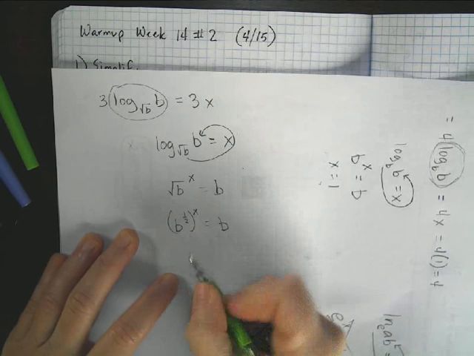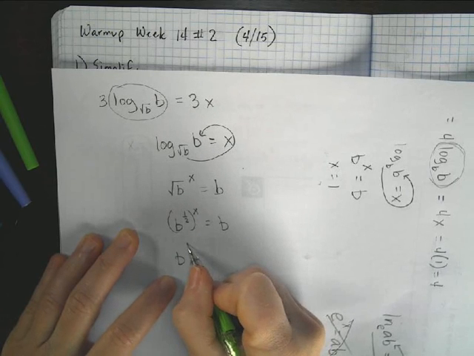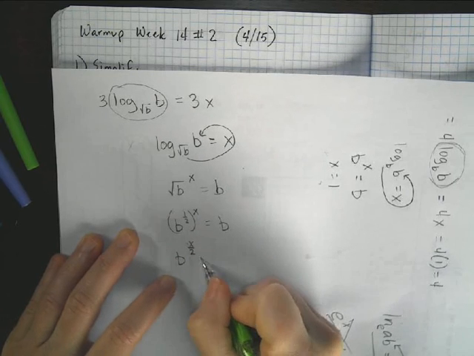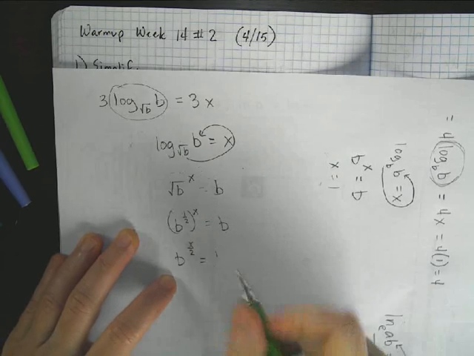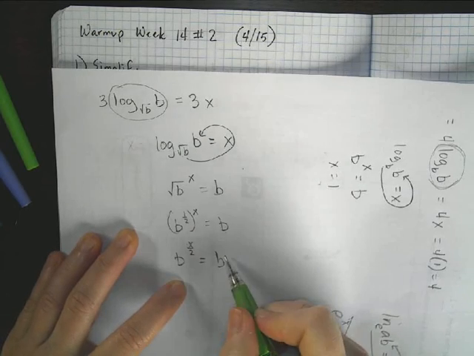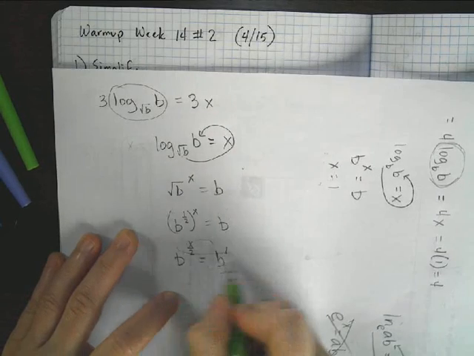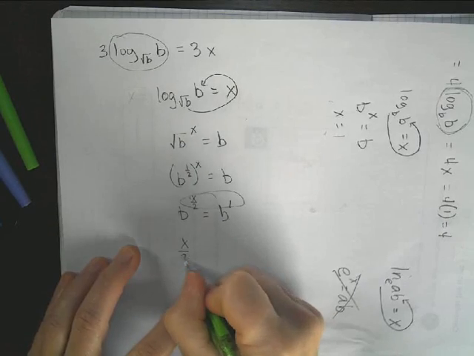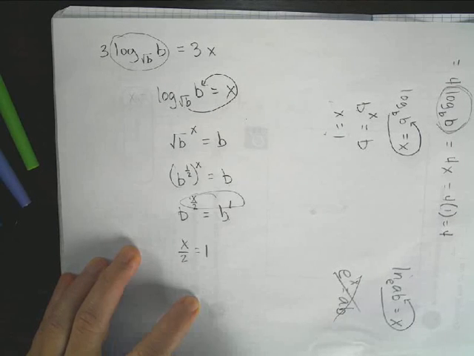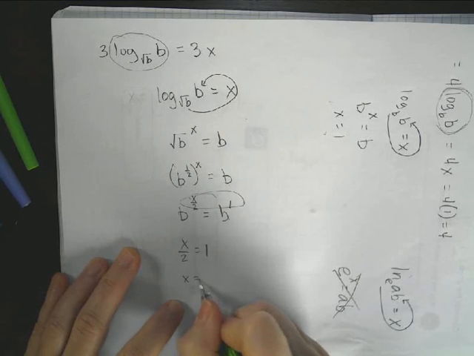I multiply those together. So I get x over 2 equals b to the, what's the invisible exponent? 1. So if the bases are the same, we can set the exponents equal to each other. Aha! So now I can solve for x, multiply both sides by 2. I get x is equal to 2.